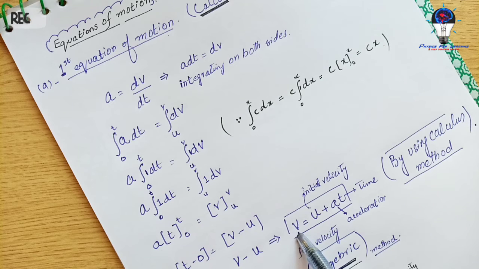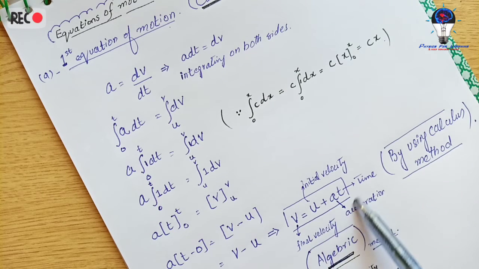and the final form of the first equation is v is equal to u plus at, where v is the final velocity, u is the initial velocity, and a and t are acceleration and time. This is our first equation of motion that we are doing for this video.